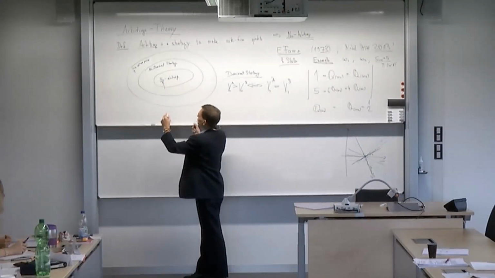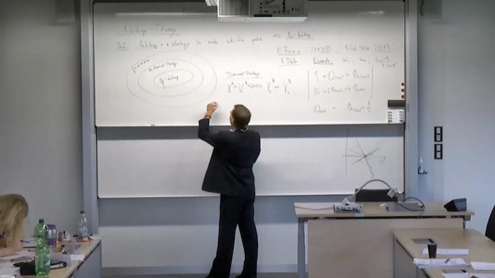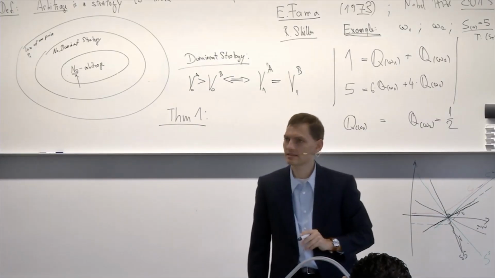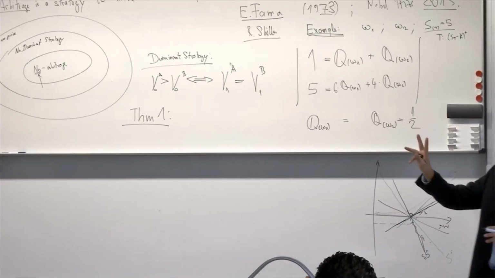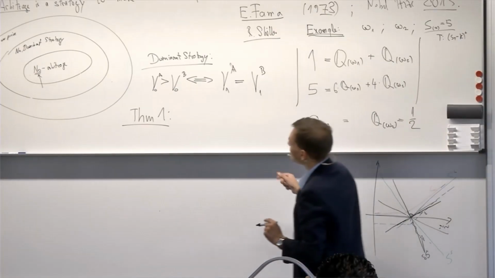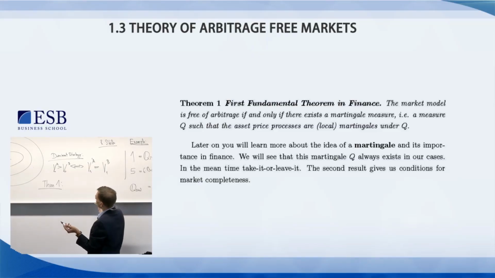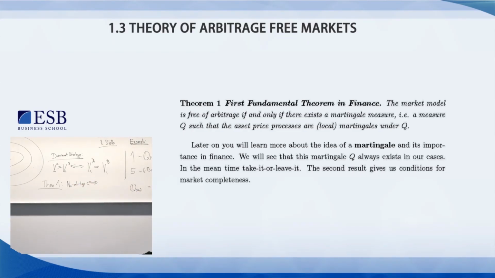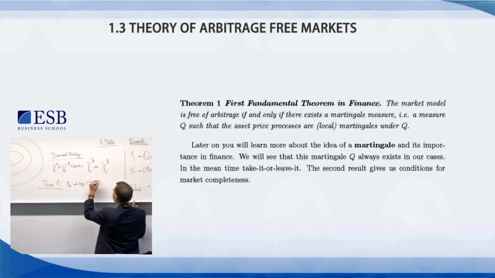And this goes back to the so-called first fundamental theorem in finance. So we have two fundamental theorems in finance. And the first theorem in finance basically states the following. There is no arbitrage, in short, no arbitrage, if and only if, that is equivalent to there existing such a probability measure.